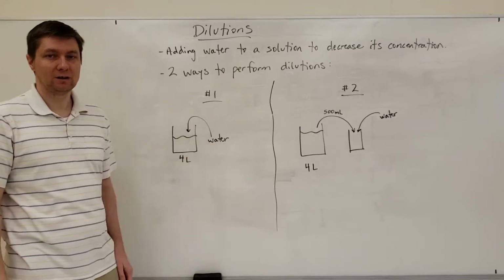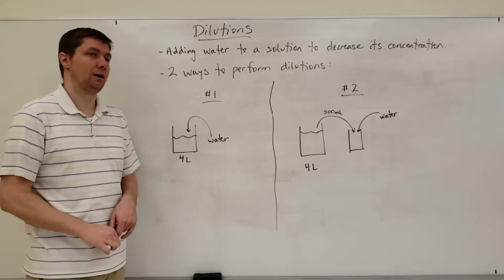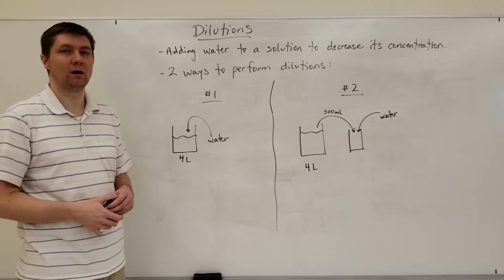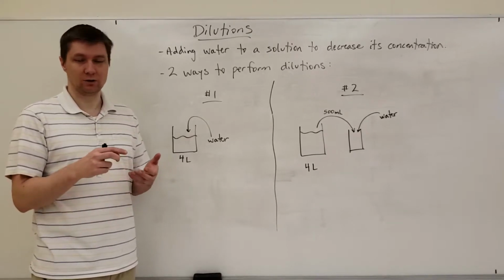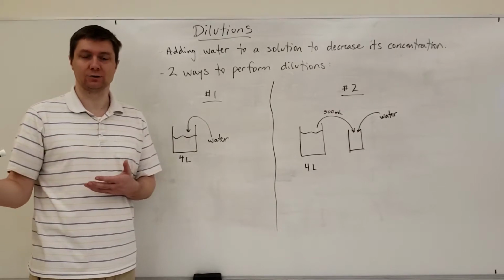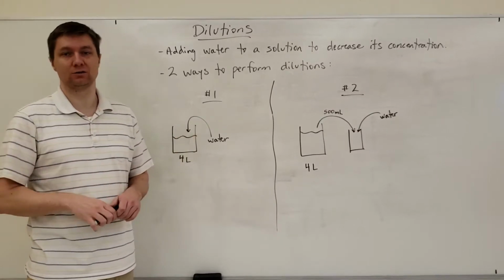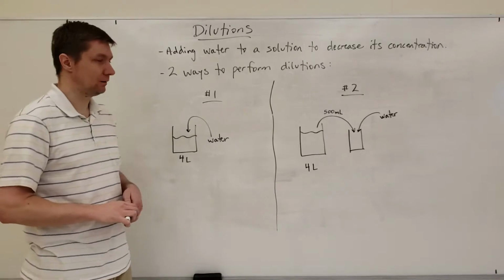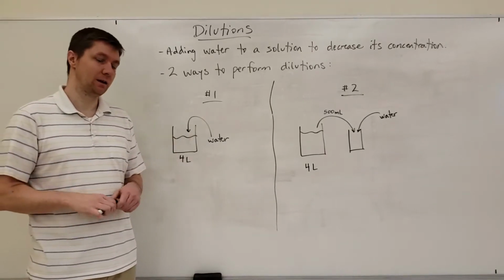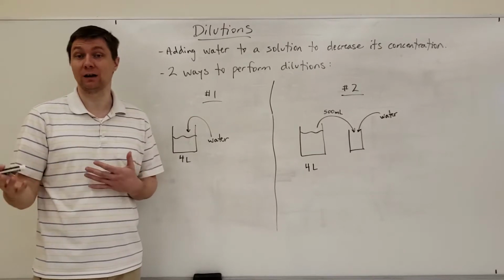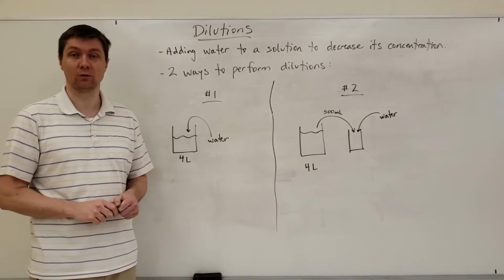Okay, so we're going to be looking at dilutions today. And really quick, just a definition about what is a dilution. Whenever you dilute something, it just means that you are adding water to a particular solution to decrease its concentration. So there's two ways that you can perform a dilution. And then later on in the clip, I'm going to show you how to do the calculations for those as well, and the formula that we use for that.